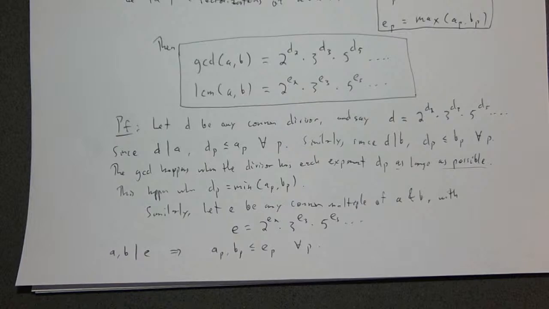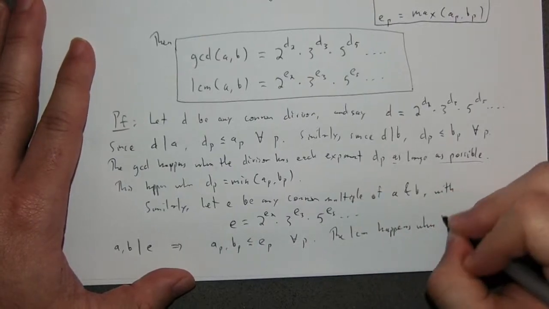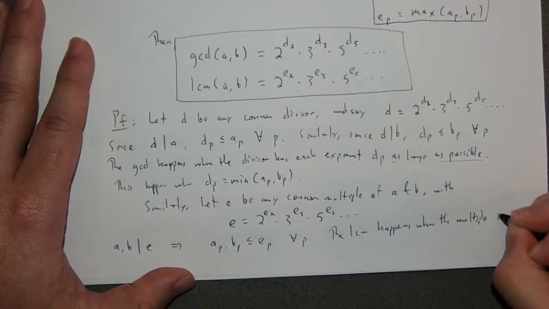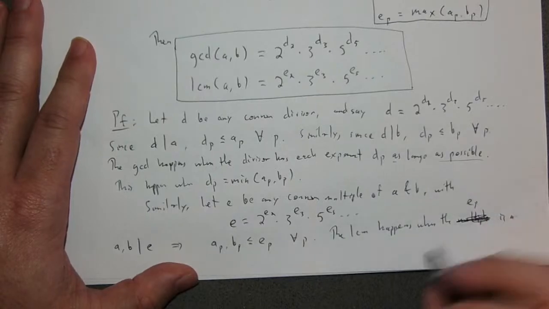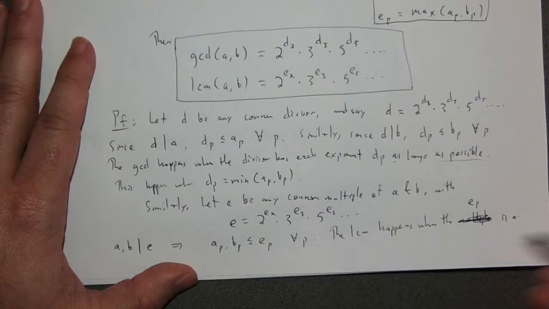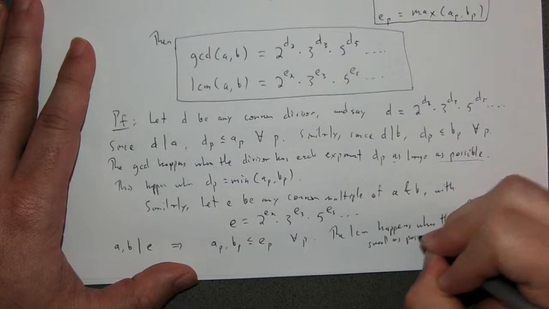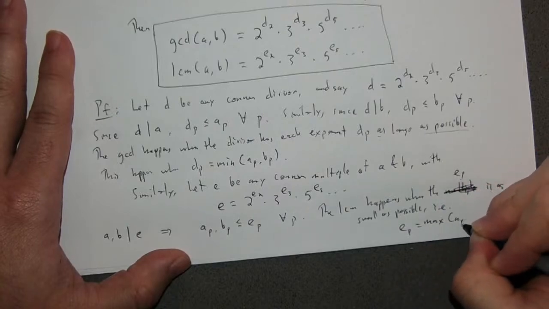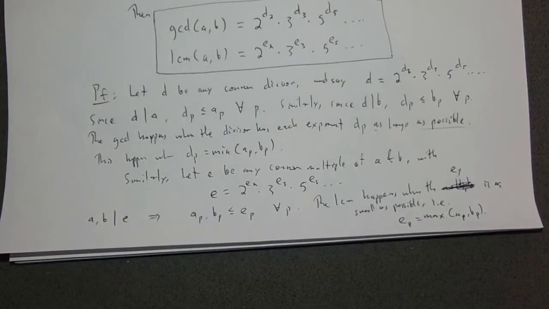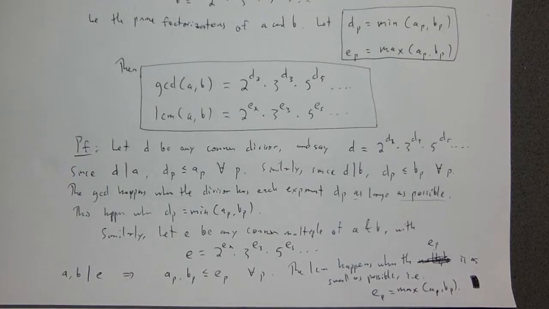Right. So the LCM happens when the multiple is, or I should say it happens when the E sub p, it's true, I mean, it's what I had here is totally fine. It happens when the multiple is as small as possible, but that is when the E sub p is as small as possible, and I'm running out of room, i.e., E sub p is the max of a sub p, b sub p. Again, don't focus on the as small things. Focus on what you need to actually make this work. Okay.